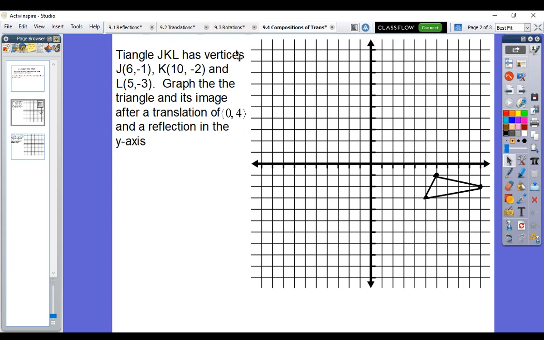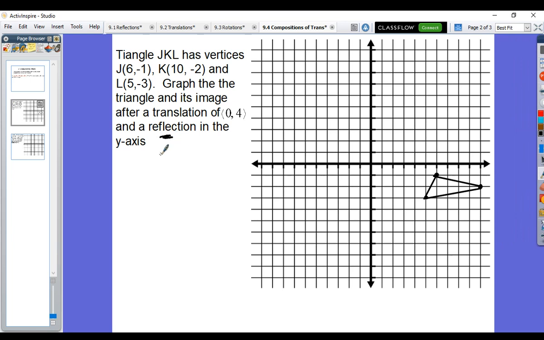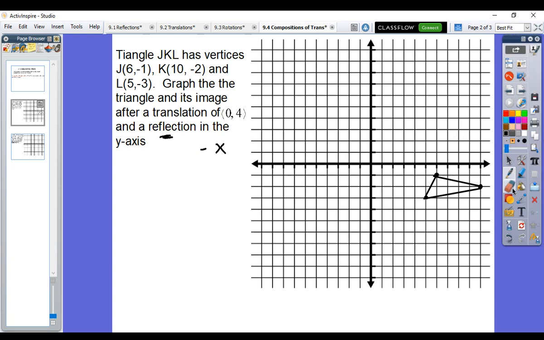So we are going to, as it says, graph the triangle and the image after a translation and then a reflection. So remember, translation, all you do is just add those coordinates to that. But reflection over the y-axis, that means it's going to flip over this way. Now, when it goes side to side, remember, a reflection means it goes side to side, so that means the value of our x would change from negative to positive or positive to negative. Okay, so let's look at that.